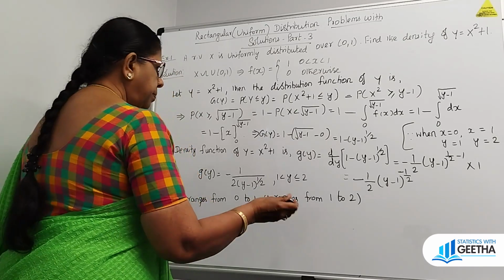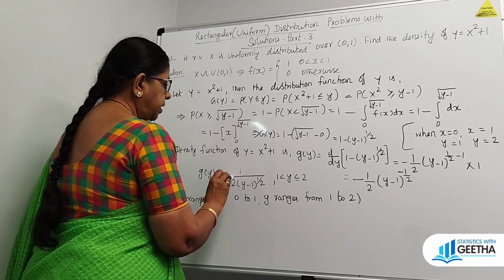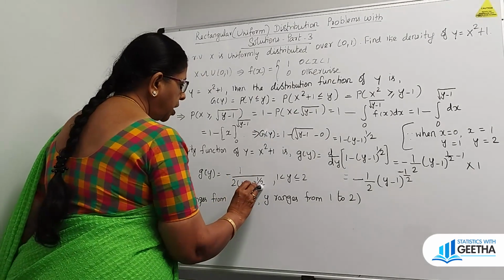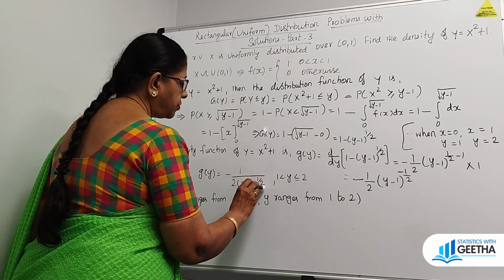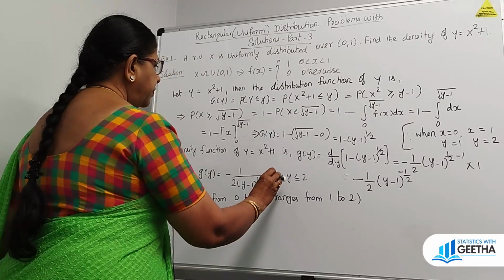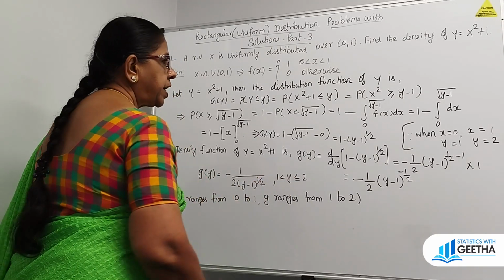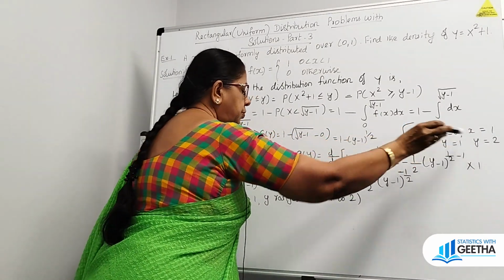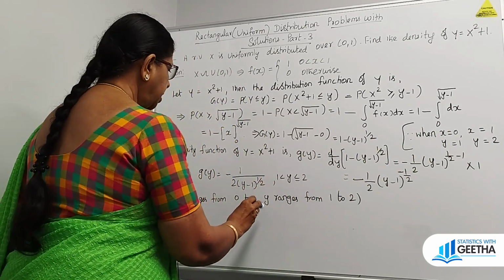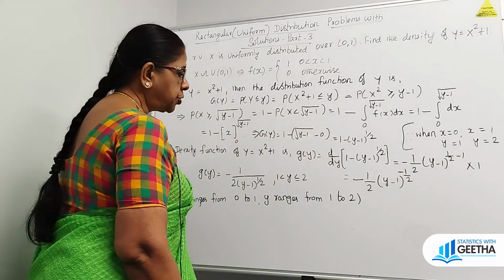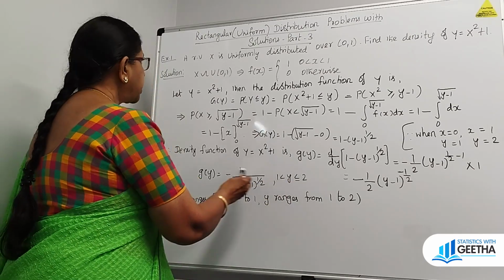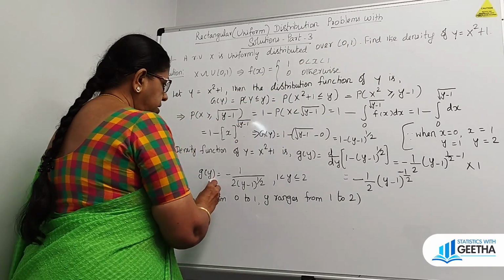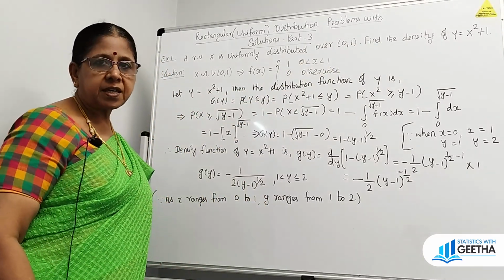So we can write g of y equal to minus 1 by 2 into y minus 1 whole power half in the denominator; when it goes to the denominator the power becomes plus half. Where y lies between 1 and 2, because if x is 0, the value of y is 1, and when x is 1, the value of y is 2. So the range of y is 1 to 2. This is the value we need. The question asked to find the density of y, and we have found that g of y. So this is the answer.